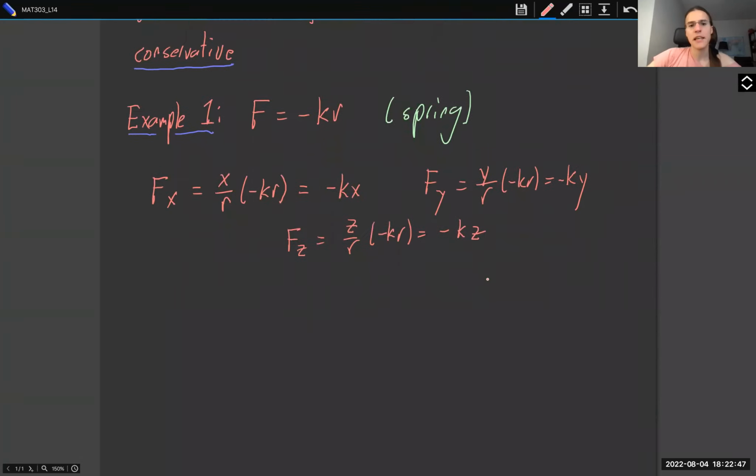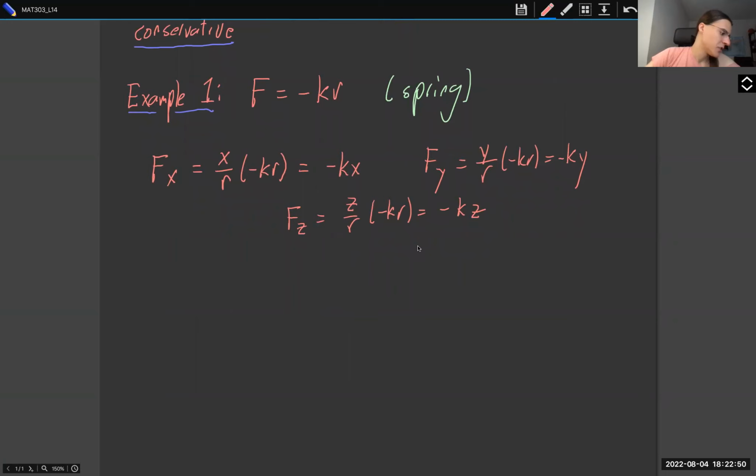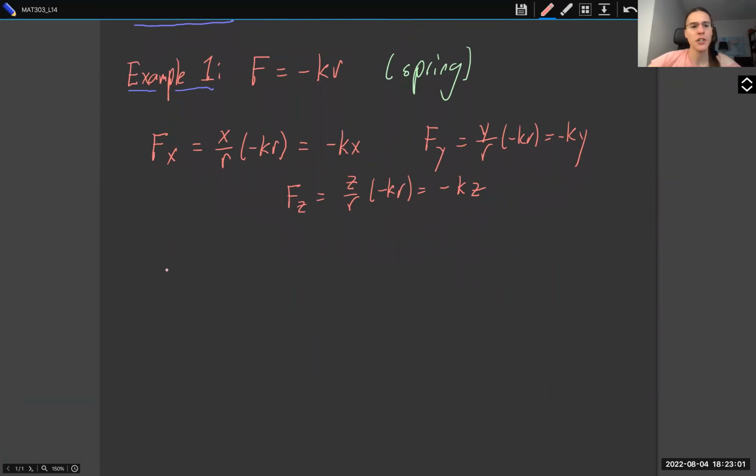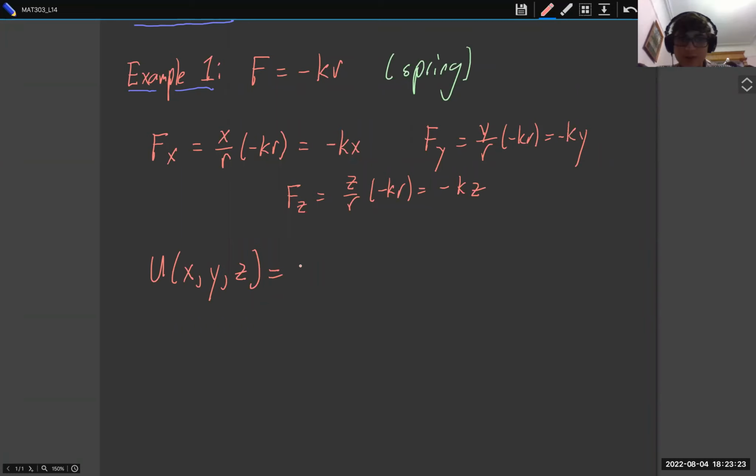Well, is there some function whose derivative is equal to these expressions? It's going to be a function u of x, y, and z. And we want the partial derivatives to equal these at every single point. It would just be minus 1/2 kr squared.